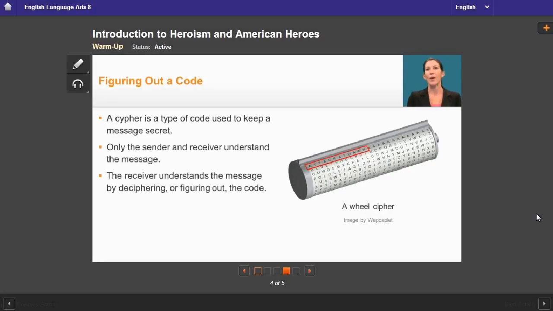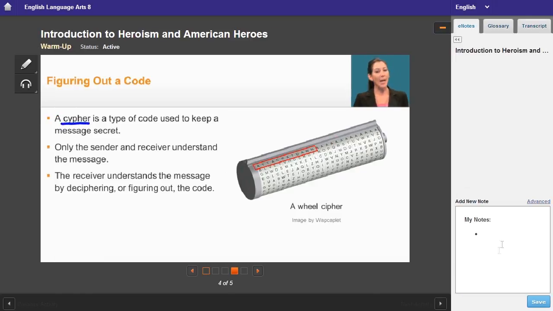Let's explore how codes work and how George Washington used these codes to help the Americans win the Revolutionary War. Let's begin by talking about a cipher. It's a type of code used to keep a message secret.